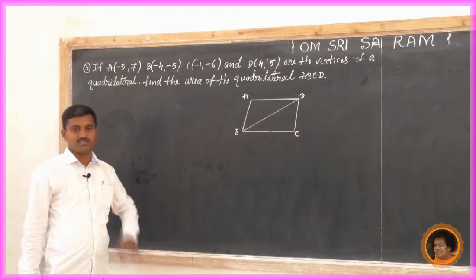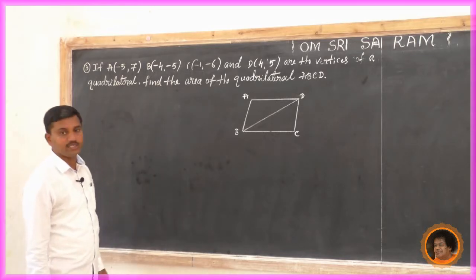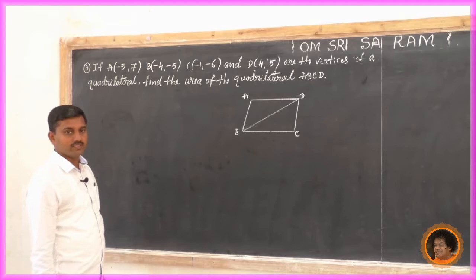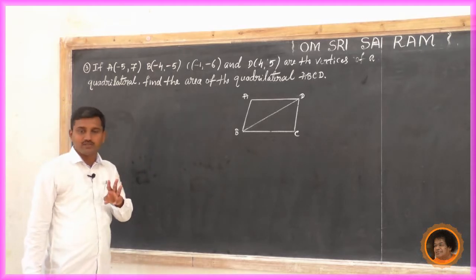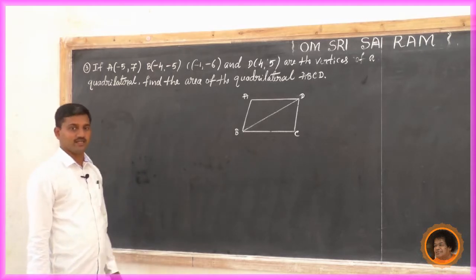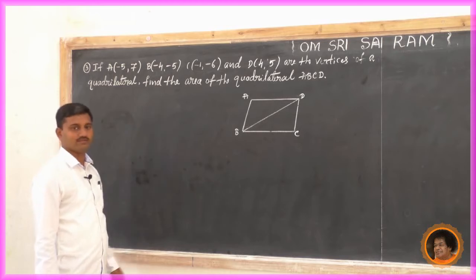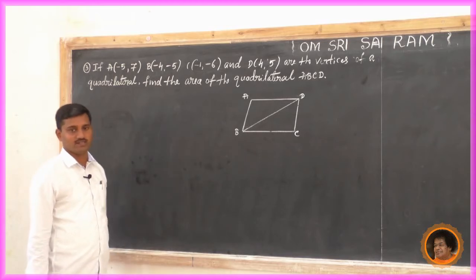If the 4 vertices or the 4 coordinate points are given. If 3 coordinate points are given, we can find the area of the triangle. But here 4 coordinate points are given. How to find the area of the quadrilateral?